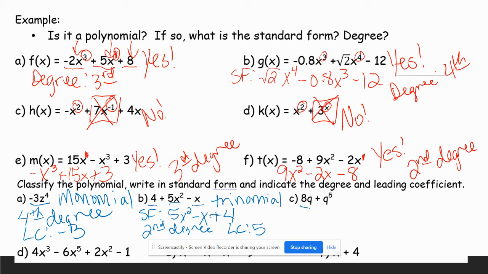Letter C. There are 2 terms. 2 terms makes this a binomial. Our highest degree is this 5th power, so standard form would be q to the 5th plus 8q. This is a 5th degree because our highest exponent is 5. And our leading coefficient, remember, if there's nothing else in front of that, then it's a 1.